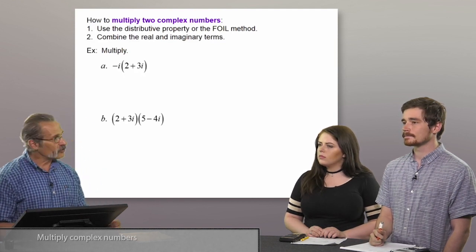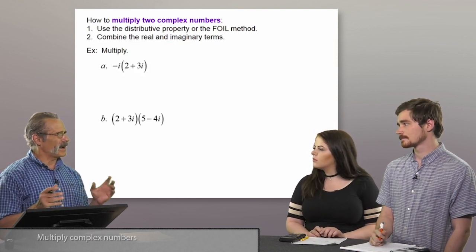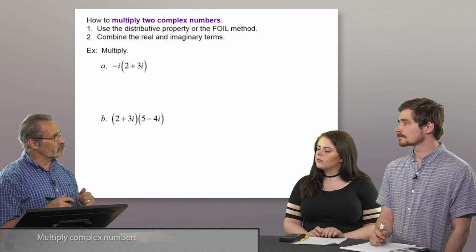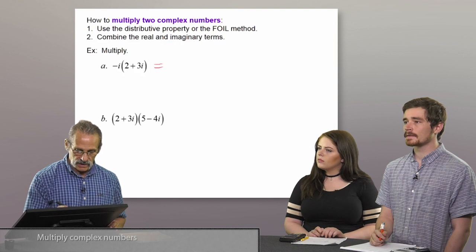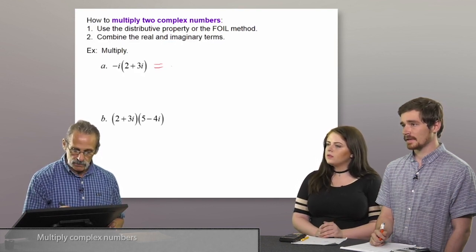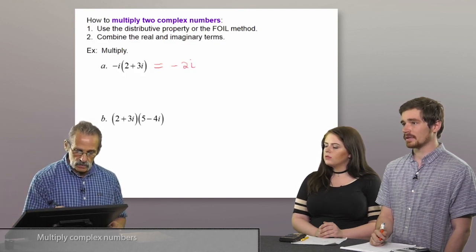So let's start with just negative I times 2 plus 3i. I don't want to rewrite it as 0 minus I. It'd be lengthy. I'm going to go ahead and just use my distributive property to avoid the FOIL method. I'll multiply the negative I by what? By 2. So that would give me what? Negative 2i. And then negative I I'd multiply by 3i, which would be negative 3i squared.